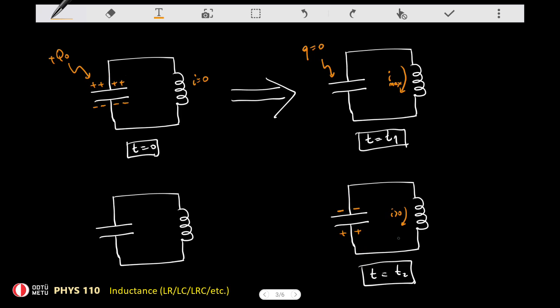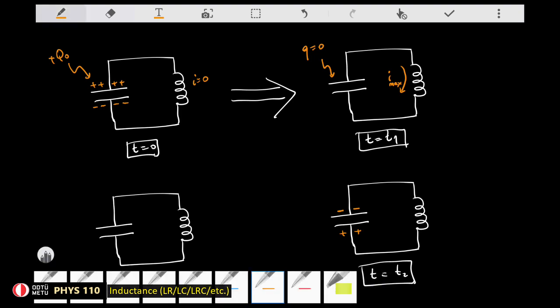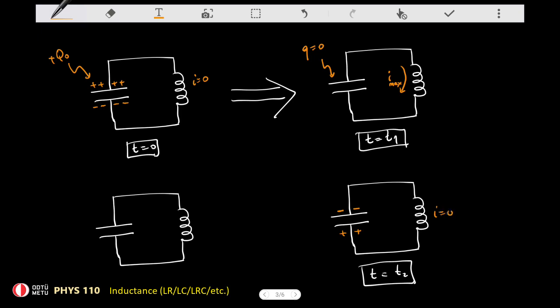But eventually, of course, this is going to continue until the current becomes zero. So there is a point in time, and I call that time t equals t2, where this current becomes exactly equal to zero. So the current is equal to zero, in which case you can guess that the charge on the lower plate of the capacitor is now plus Q0. Because, again, by conservation of energy, at this configuration the energy on the capacitor is the same as the initial energy. In any case, this is exactly like the initial configuration, except that the charges have changed their places.